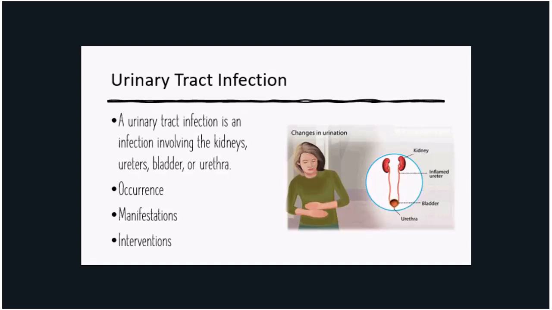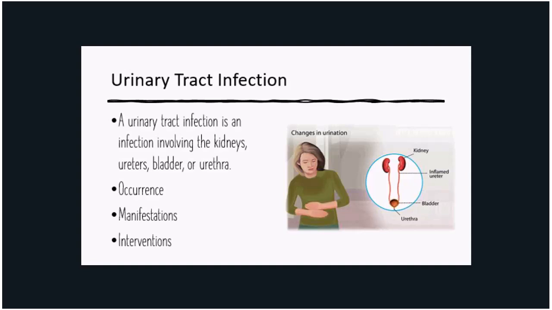And so the manifestations of a urinary tract infection, or a UTI, will be frequency, urgency, dysuria, malodorous, or cloudy urine. Okay, so the patient will have difficulties emptying their bladder, or when they're actually emptying their bladder, it may be painful, and their urine will have a foul smell, and it will be cloudy. You may see sediment in their urine.